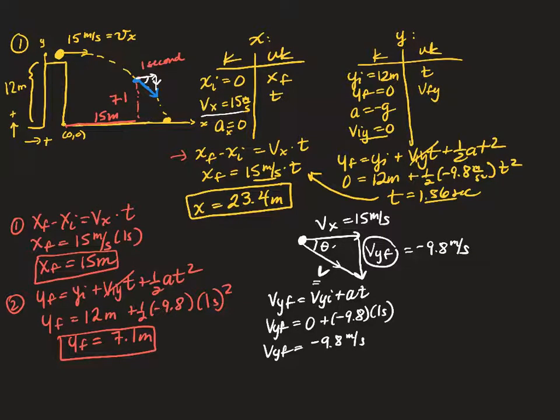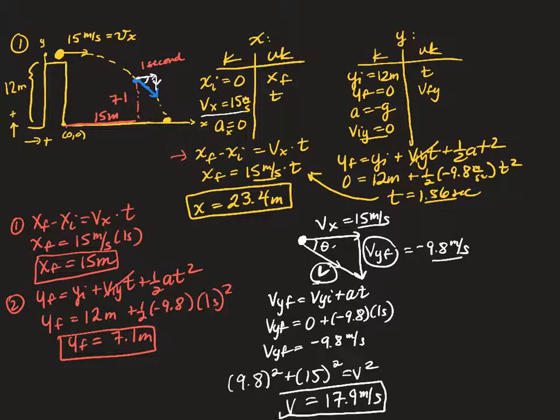Now, I want to combine them to get the total v. And I'm going to do that using the Pythagorean theorem. I'm going to do 9.8 squared plus 15 squared equals v squared. And if I do that, I'm going to do it down here. 9.8 squared plus 15 squared equals v squared. I get that my total speed is 17.9 meters per second.